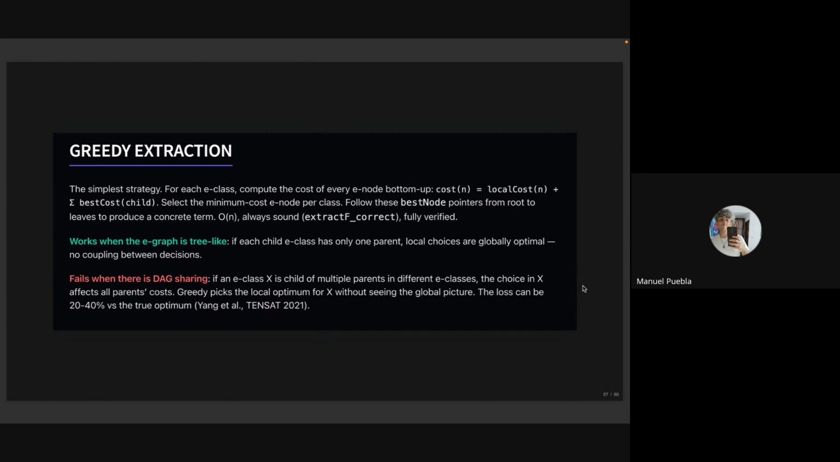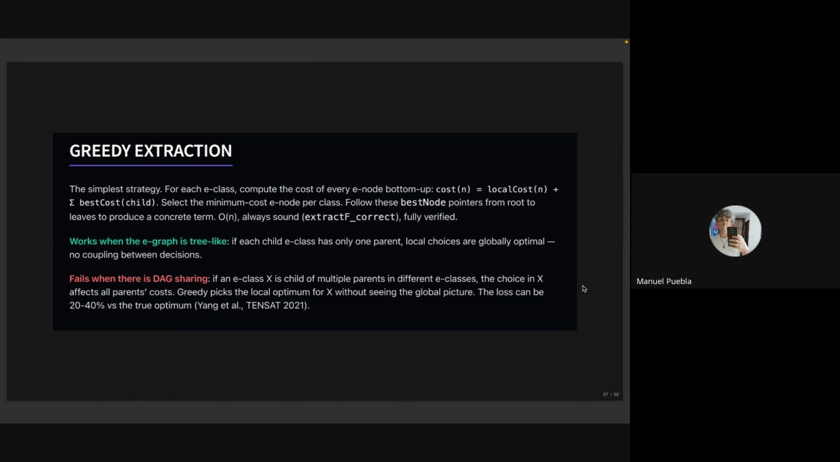So greedy extraction, that's the simplest. For each class, you compute the cost of every node and start chasing up the graph. We pick the minimum cost, and that's our result. Works when the graph is like a tree. Each child class has only one parent, so local choices are also globally optimal. There is no coupling between decisions of rewritings. This fails exactly when you have multiple parents.